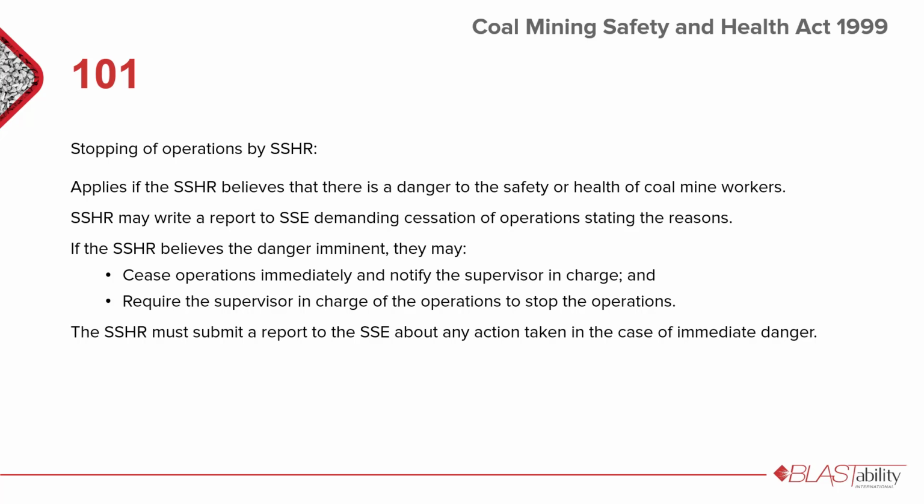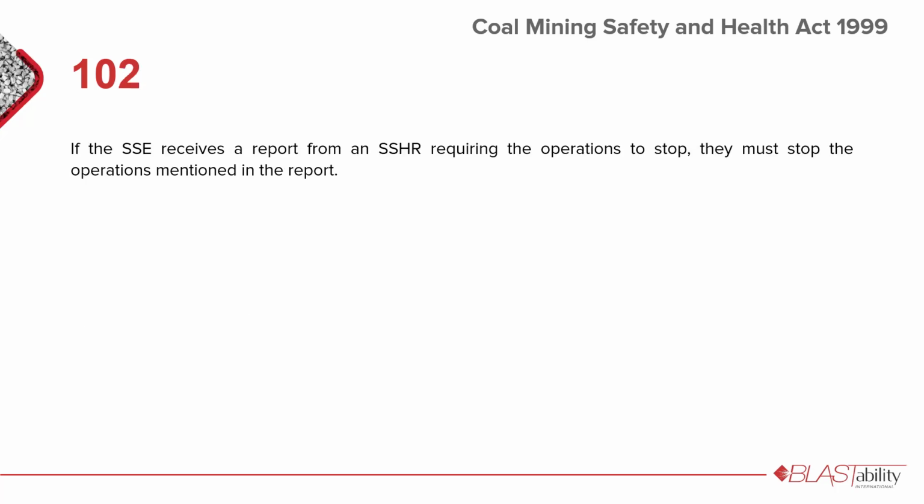SSHR may write a report to the SSE demanding cessation of operations, stating the reasons. If the SSHR believes the danger is imminent, they may cease operations immediately and notify the supervisor in charge, and require the supervisor in charge of the operations to stop the operations. The SSHR must submit a report to the SSE about any action taken in the case of immediate danger.